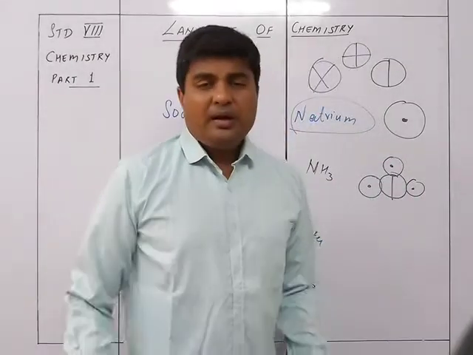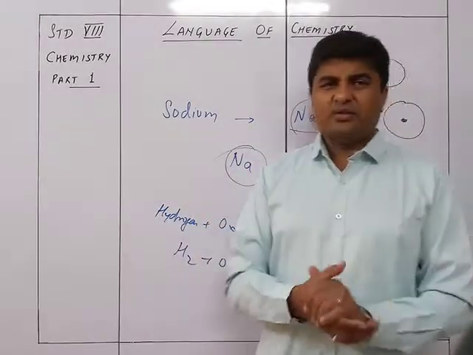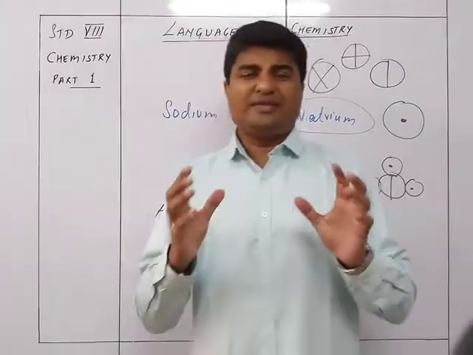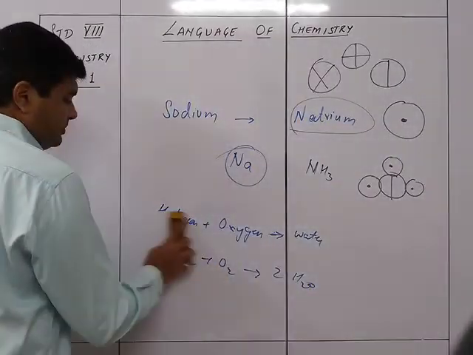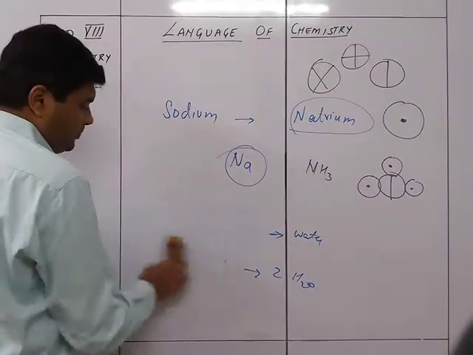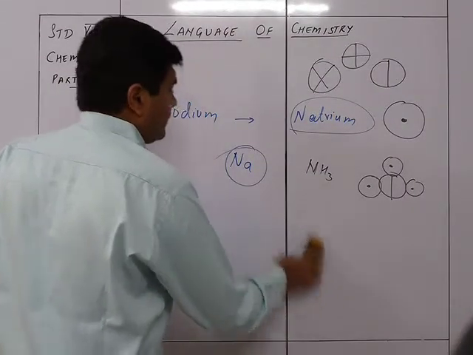So it was decided that we do not need these circles and all, instead what we'll do is that we will have a very simple approach towards writing the symbols of the elements. So what was that approach? The approach was a very simple kind of a thing.